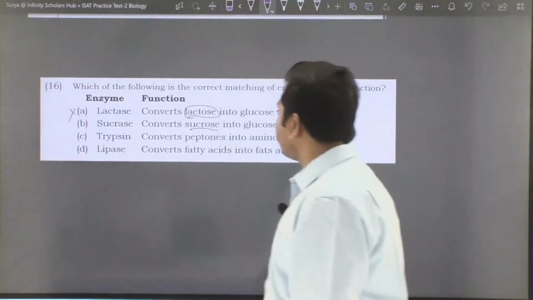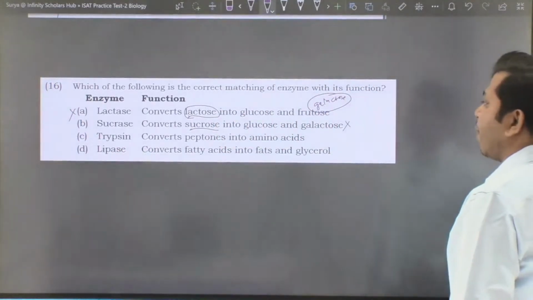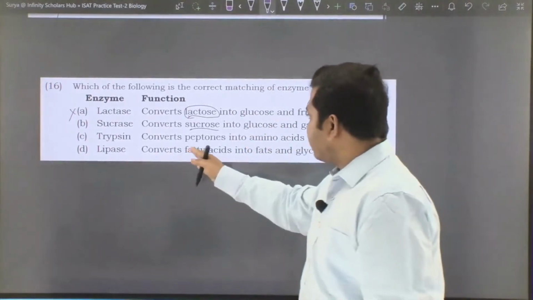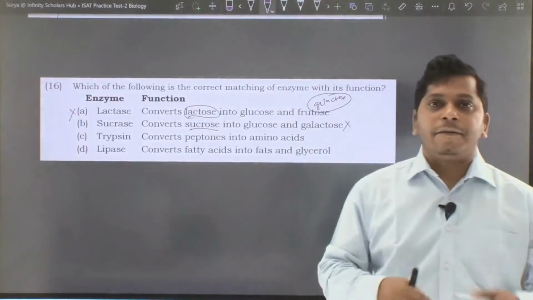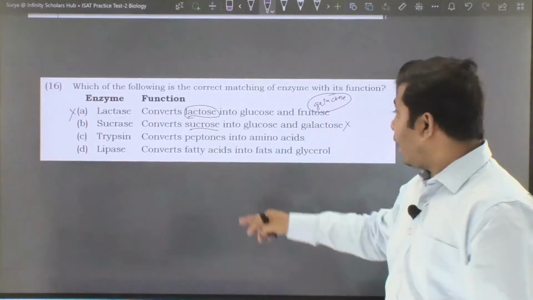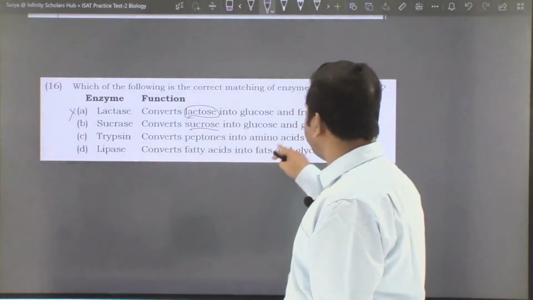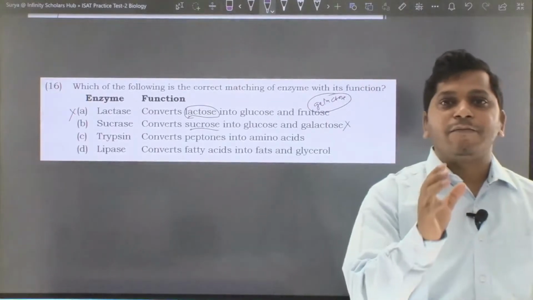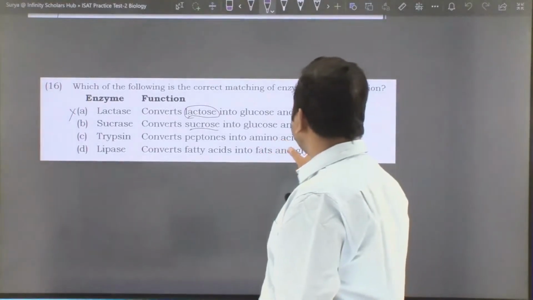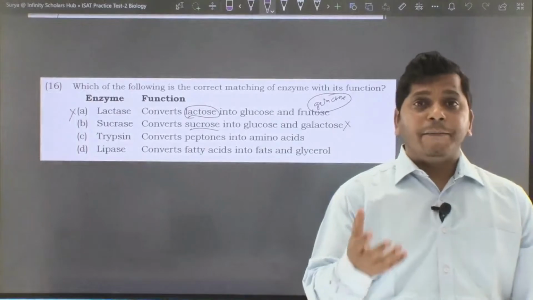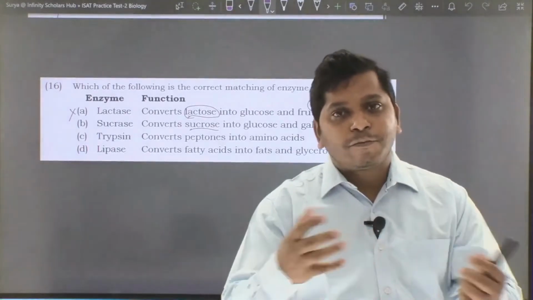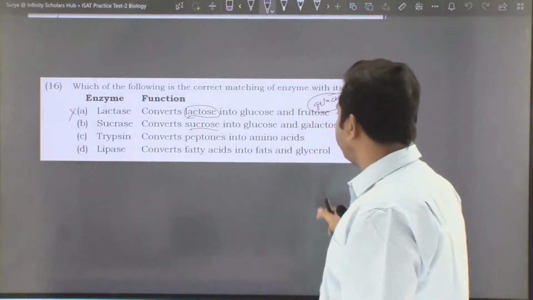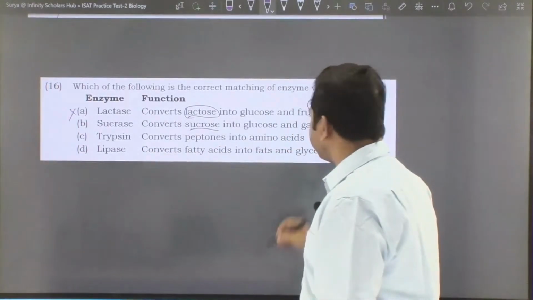Trypsin converts peptones into amino acids. Trypsin is a digestive enzyme, mostly present in the small intestine, and it converts peptones into amino acids. Peptones are small protein fragments, and these are converted into amino acids because amino acids are combined together to produce proteins. So definitely when trypsin is working on peptones, it will produce amino acids. So this is the correct answer.